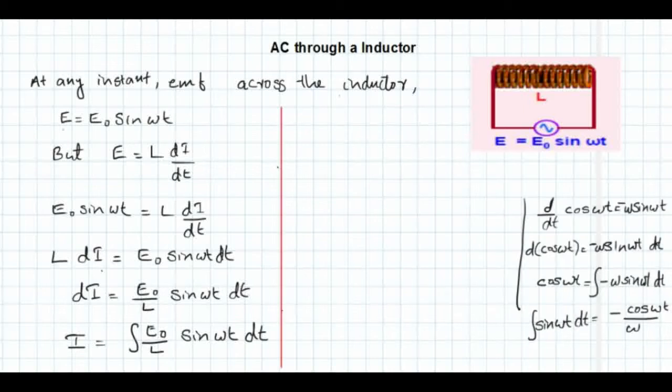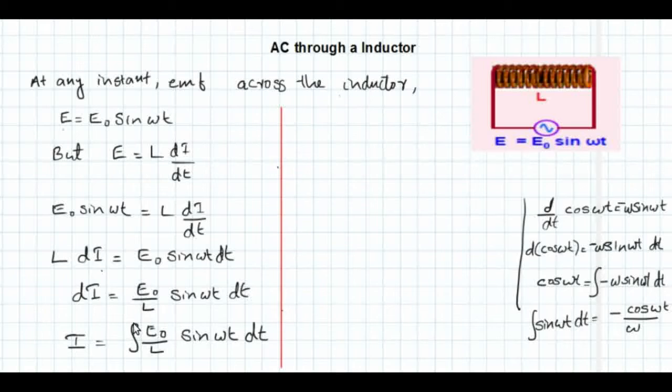Now what is the result of integral sin omega t dt? For that we may find the differentiation of cos omega t. So d by dt of cos omega t is equal to minus omega into sin omega t, right? Because d by dt of cos is minus sin. So minus sin omega t into omega, that is minus omega into sin omega t. Then differential of cos omega t is equal to minus omega sin omega t into dt. Therefore cos omega t is equal to integral minus omega sin omega t dt.